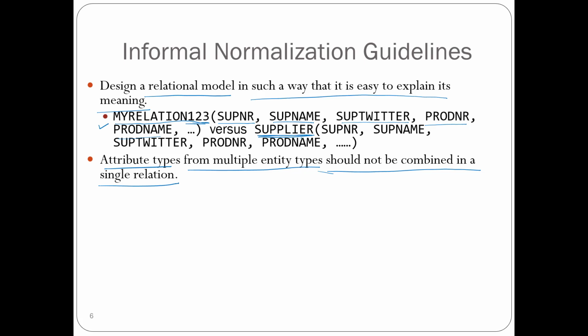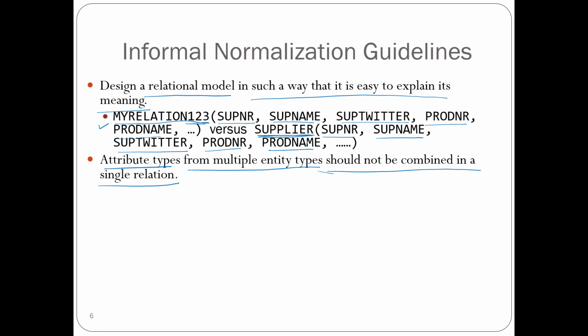Now, if you look at the supplier, right? The supplier relation has the attribute types supplier number, SUPNR, supplier name, supplier Twitter, and product number and product name. So what we should do is break this supplier into two relations. One relation will have the information about the supplier only, and the second relation would have the information about the product.